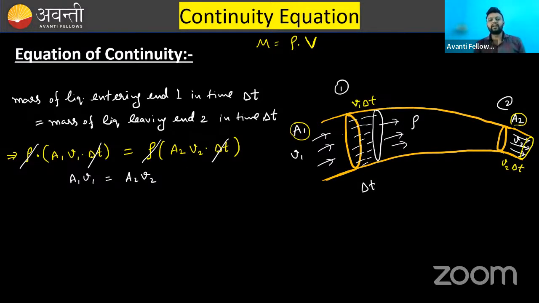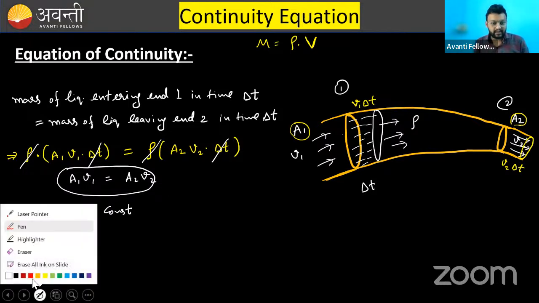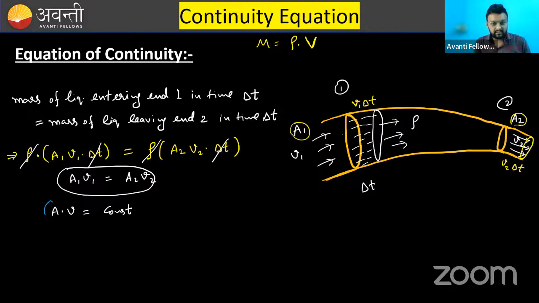Remember one thing, A1 and A2 are the cross-section areas, V1 and V2 are the velocities of the liquid at those cross-section areas. So I will write, this is the equation of continuity, or you can write it as A into V is equal to constant. This A into V is known as rate of flow.